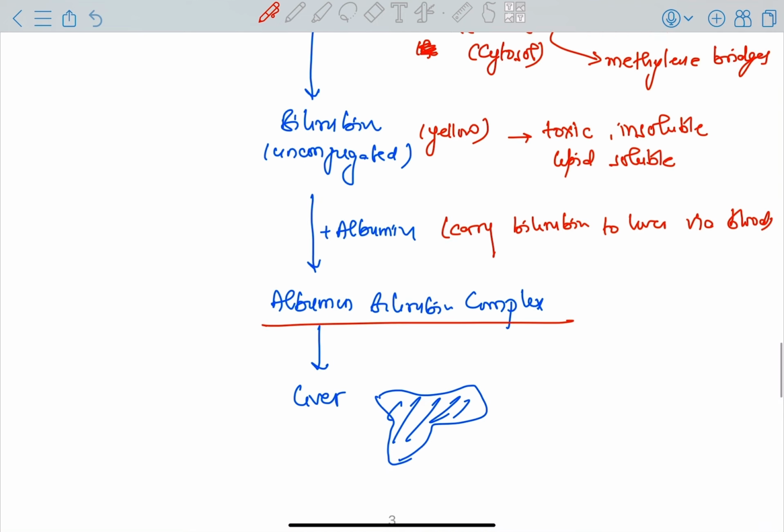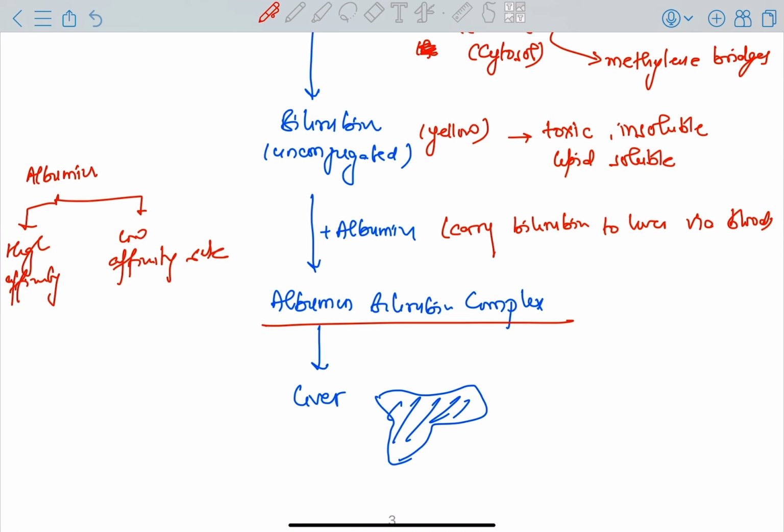Now this albumin has a high affinity site and a low affinity site. Maximum 80 to 90% of albumin has the high affinity site, and we have some low affinity sites. On the high affinity site, 25 milligram of bilirubin binds, and the remaining binds to the low affinity site. 1 gram of hemoglobin gives 35 milligram bilirubin. Okay, so this is all about this.